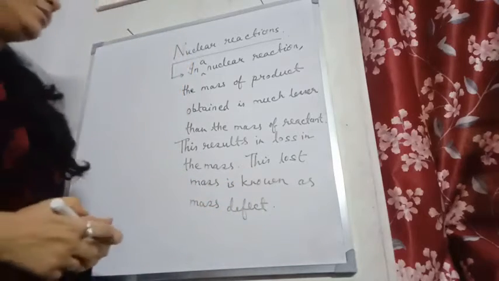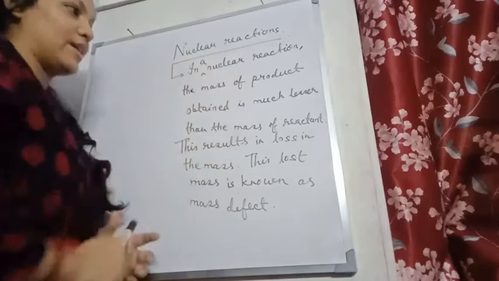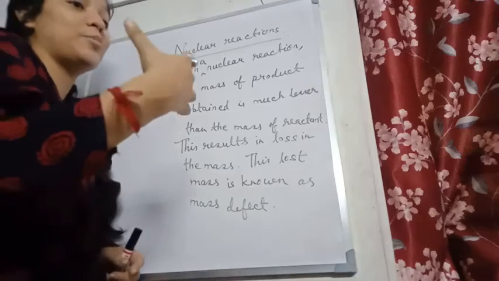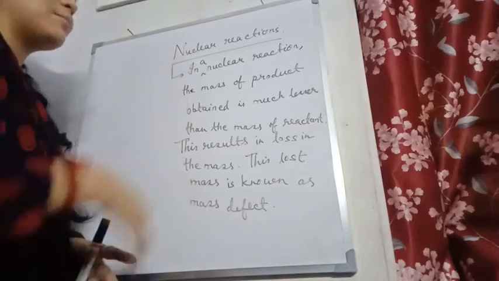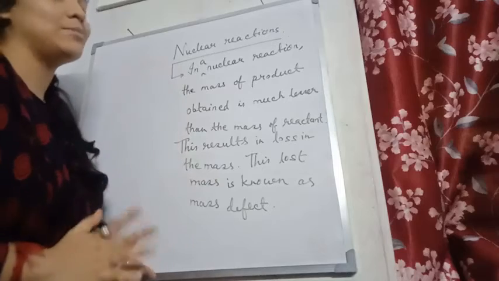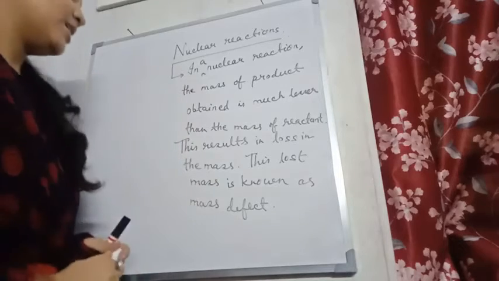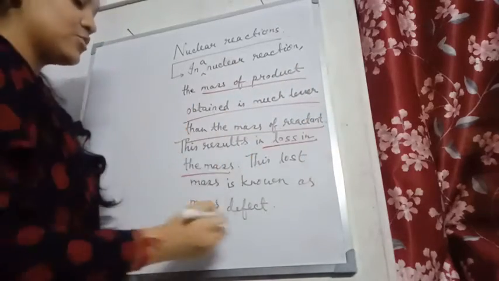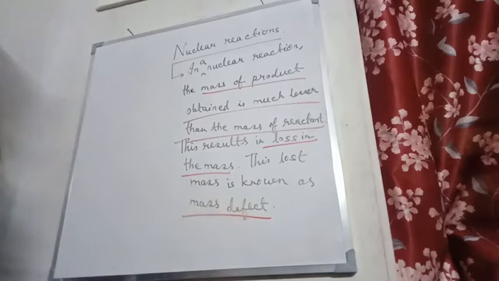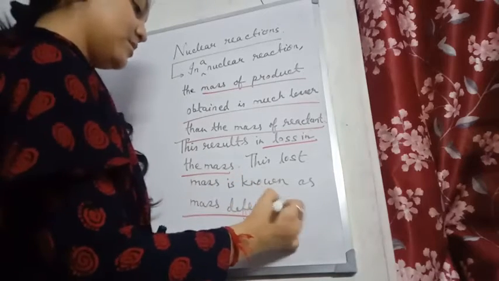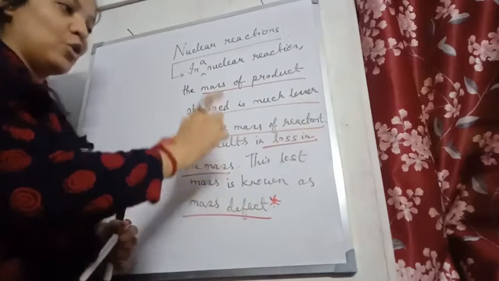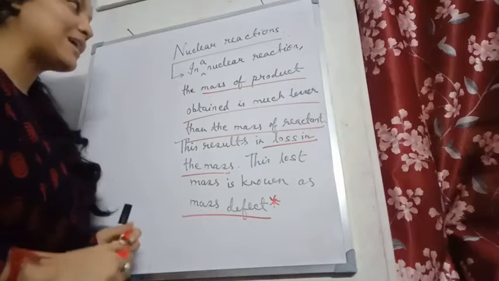This is very important. In case of a nuclear reaction, if you compare the exact mass of a reactant and the exact mass of a product obtained, always the mass of product will be lesser than the mass of the reactant. Right? Now there will be loss in the mass. This is known as mass defect. This loss in mass is represented by delta M.